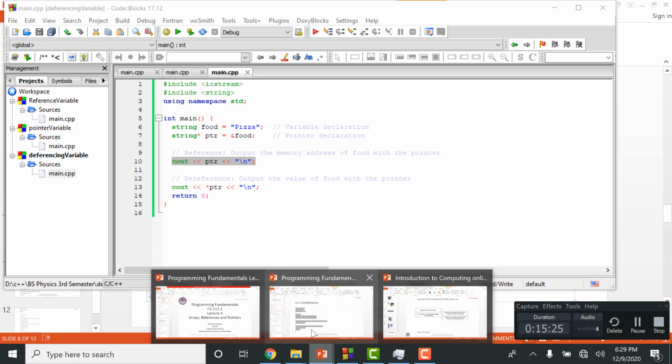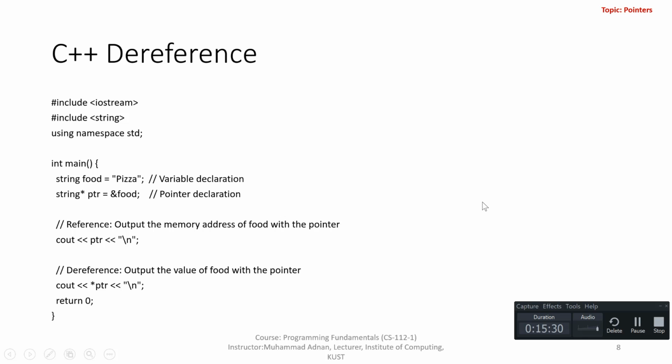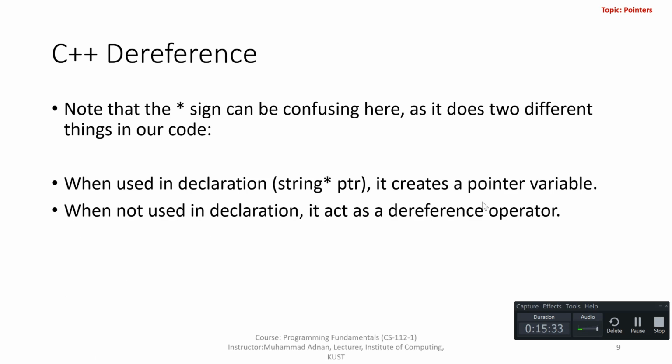Okay, so once again we are going to go to the main slides. Note that the asterisk sign can be confusing here, as it does two different things in our code. We use it in a declaration, like string asterisk ptr. What does it do here? It creates a pointer variable. When not used in a declaration, it acts as a dereference operator, just as we used it with the pointer in the cout statement.